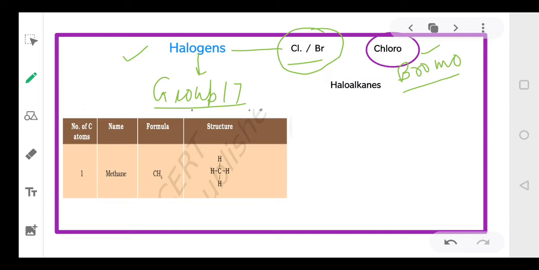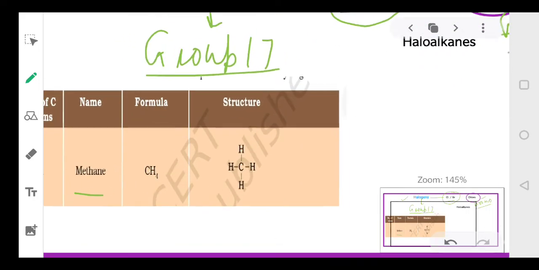We will discuss the replacement reactions. They all will take place in the alkanes only. The first alkane is methane. The formula of methane is CH4, right?